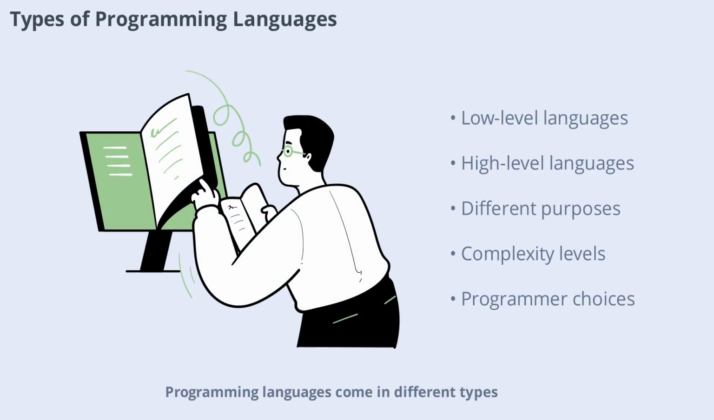Programming languages come in different types, each with its own purpose and level of complexity. The two main categories are low-level and high-level languages. Understanding these types helps us see how computers process instructions and how programmers choose the right language for the job. Let's break down what makes each type unique and why both are important in the world of computing.